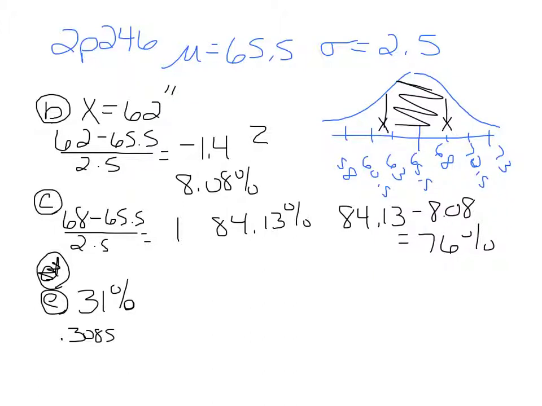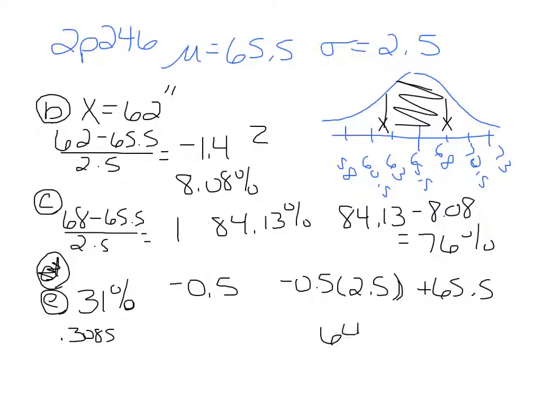Hold on. Z-score of negative 0.5. And then if that's my z-score, then to calculate the data value, the inches, I will take my z-score, multiply it by the standard deviation, and add the mean. So negative 0.5 times 2.5 plus 65.5 is 64.25 inches. Let's do this in red.